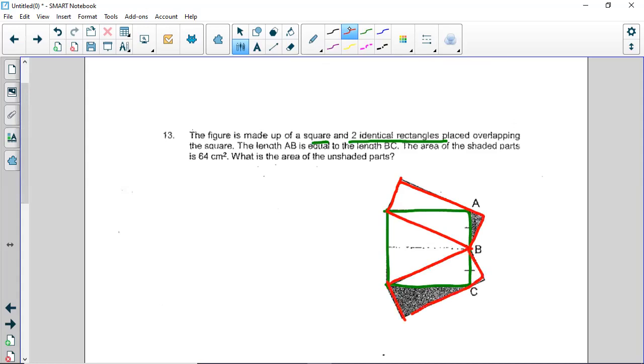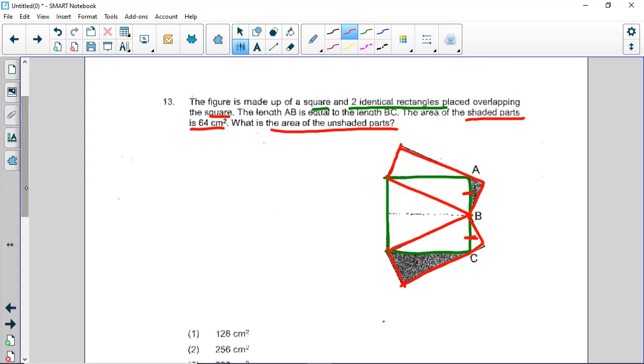And then what else? They overlap. Okay, they overlap on the square, and the length AB is equal to BC, and the area of the shaded part is 64 cm squared. What's the area of the unshaded parts? Okay, now Mr. wants to tell you something. When the question gets very hard, because it's a 2-mark question and it's also a multiple choice, no matter how difficult it is, there's always something very easy about the question, something easy to use to get the answer.